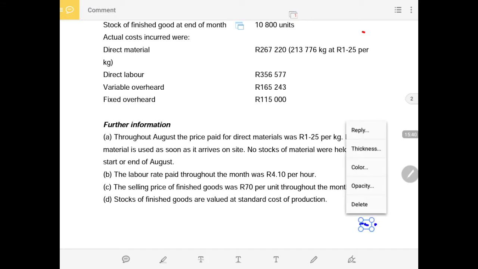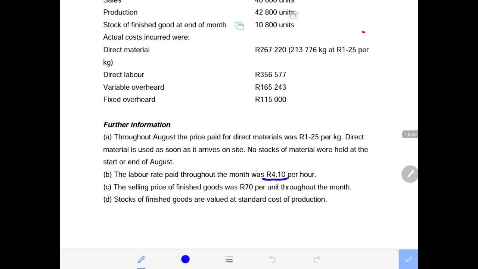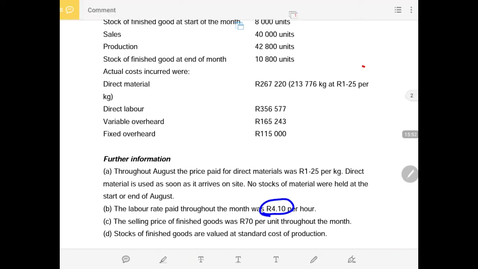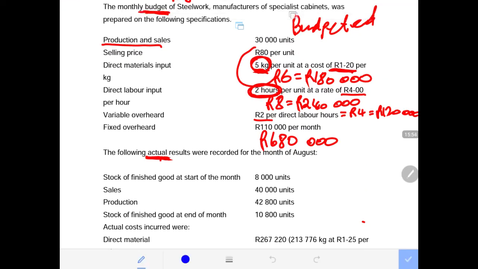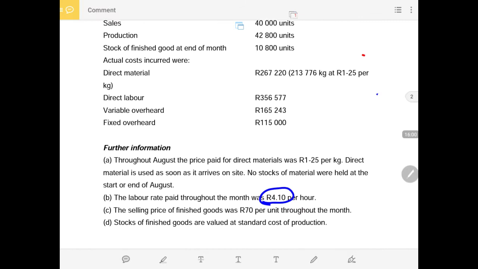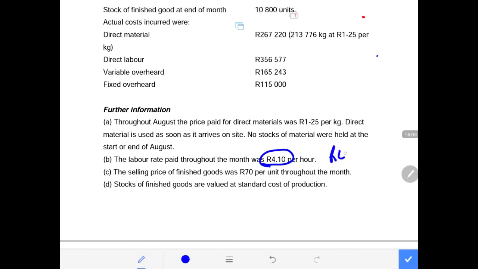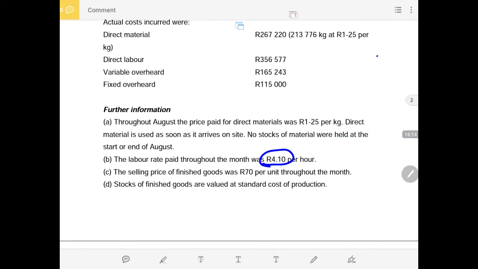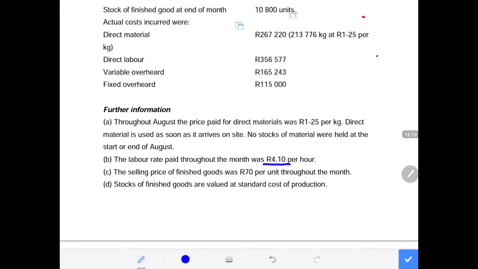Then we are further told that the labor that was paid throughout the month to our employees was 410 cents. Previously, we estimated that employees will be paid 4 rand per hour, but now we ended up paying them 410 cents. That means we'll have an unfavorable variance where we say 4 rand minus 410 cents, then multiply this by the actual hours. We don't know actual hours yet, but we know that our employees were paid 4 rand 10 cents per hour.